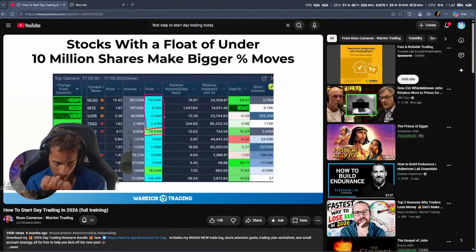And these ones here, these top 4, the float is less than 10 million shares. They all have higher volume, right? These are all priced under $20. These are the top 4 stocks that I would definitely be paying close attention to.